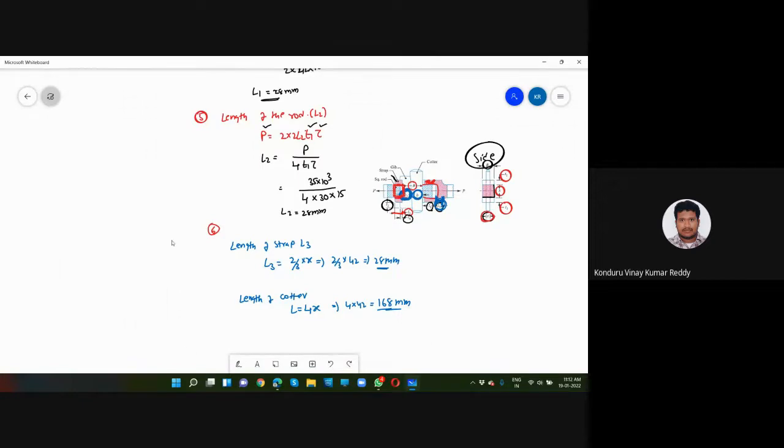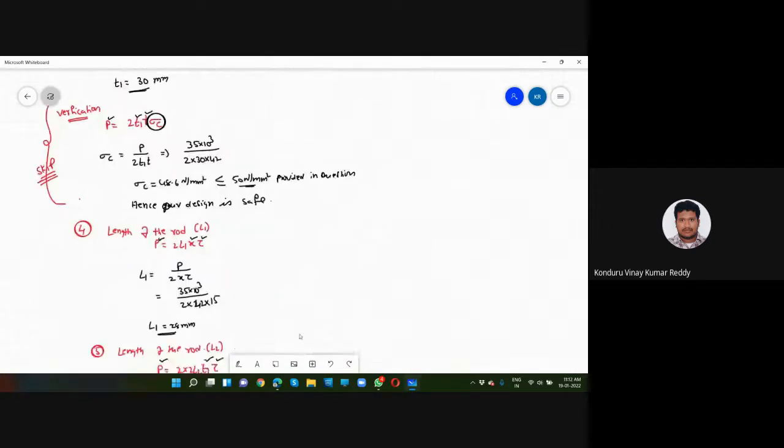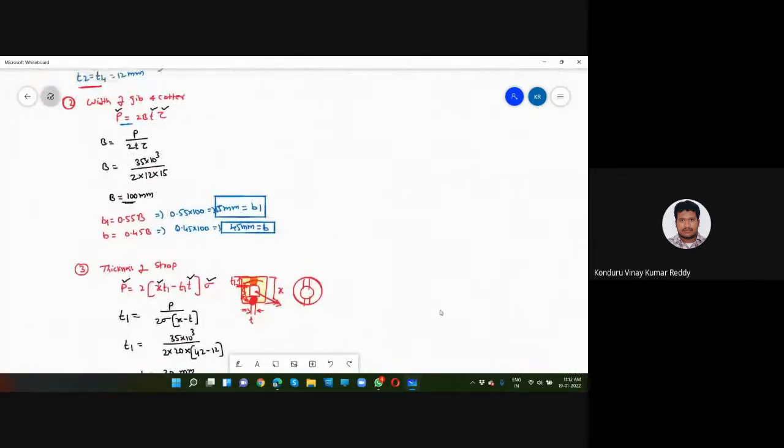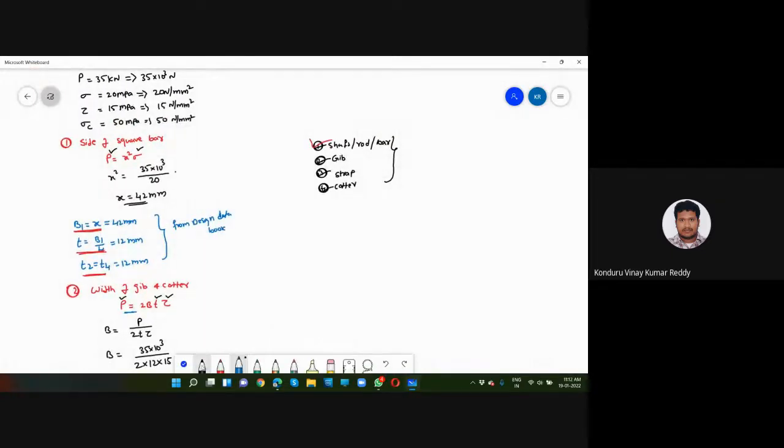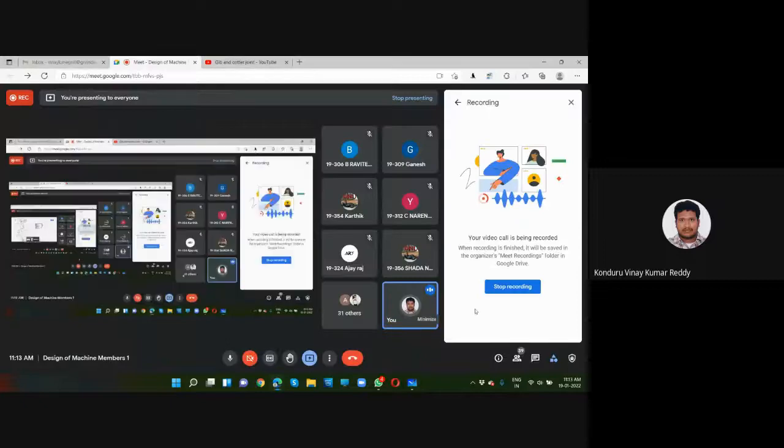There are only 6 steps to be followed in order to design a Gib and Cotter joint. Here we have found all the parameters of the shaft or rod, all the parameters used for the Gib, all the parameters for the strap, and also all the parameters for the Cotter. We have found all the parameters for these 4 components, so our design procedure has been completed.